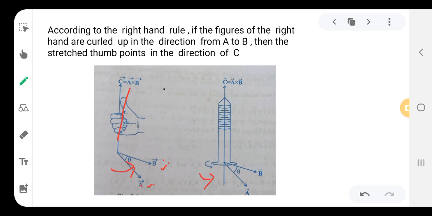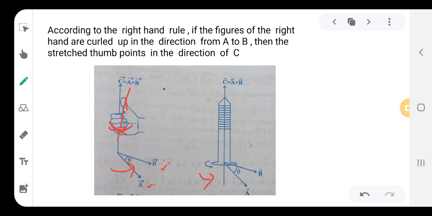So here you can see what the right hand rule says. If the fingers of the right hand are curled, so here you can see the fingers are curled, it shows the direction of A and B. Then the stretched thumb points in the direction of C. So this is the right hand rule.